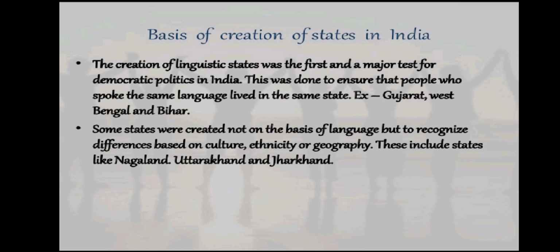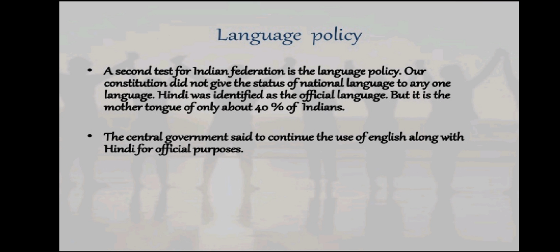Now, after the 1990s, a drastic change was there. The rise of regional politics in many states has changed the center-state relationship significantly. This was also the beginning of the era of coalition government. Now, what is a coalition form of government? When a single party is not able to get a majority number of seats, then two or more parties join together to form the government. That is called a coalition form of government.